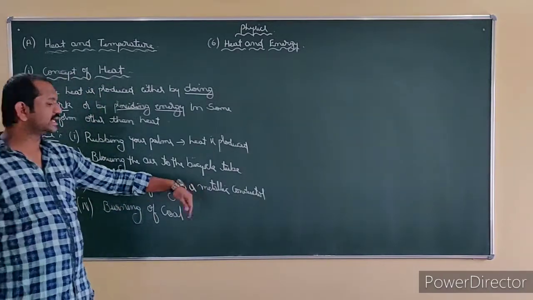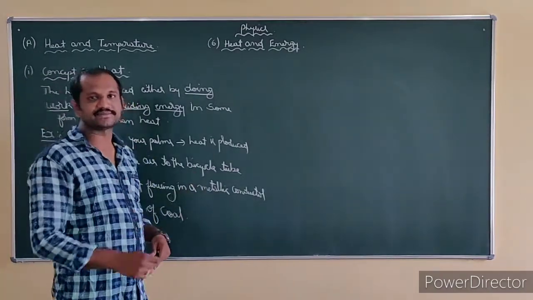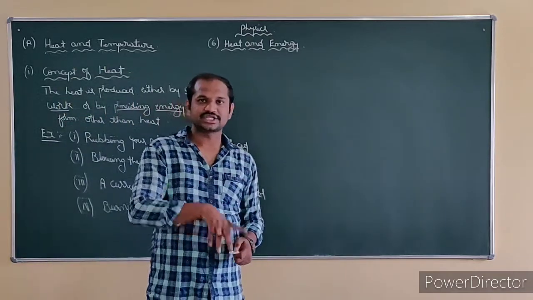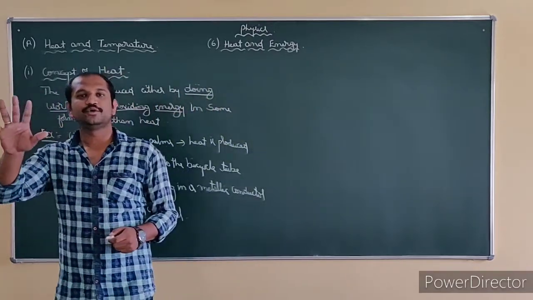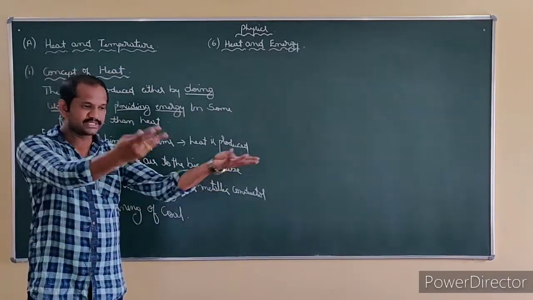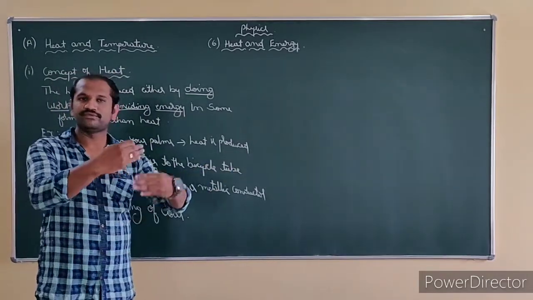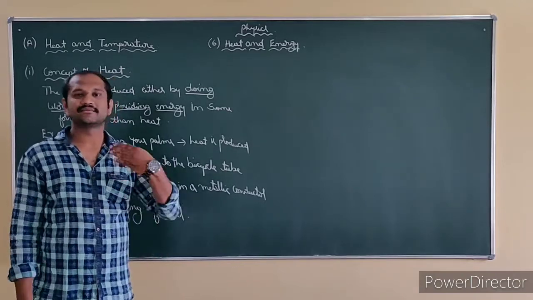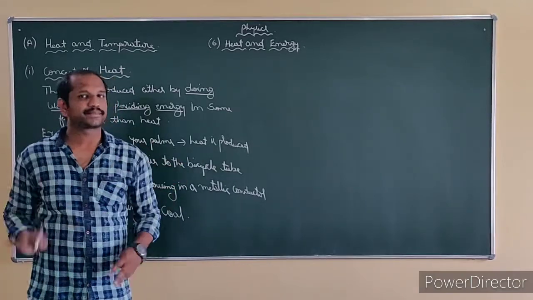Then a current flowing in a metallic conductor. If a current keeps on flowing in a conductor, when you touch it, what happens? You will feel that there is heat. Then burning of coal. When coal is being burned in front of you, what do you feel there? You feel it is very much hot. Means heat is being produced.